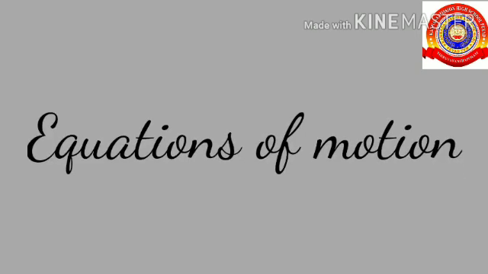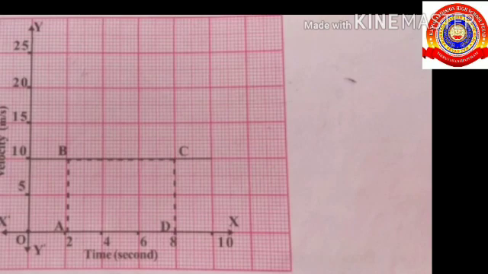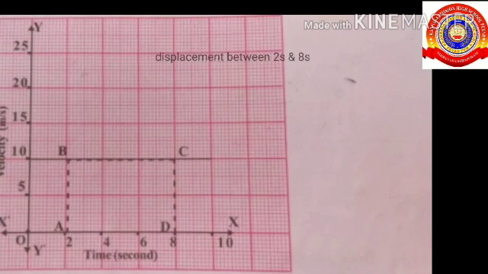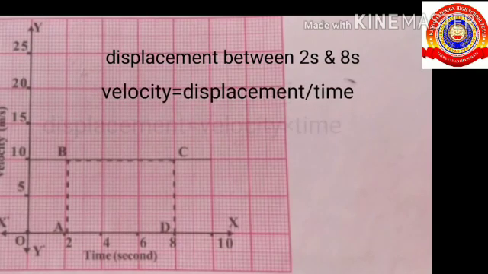Next, we are moving to the equations of motion. For that, we are taking the velocity time graph. With the help of the velocity time graph, we are deriving the equations of motion. From the velocity time graph, we are now going to find out the displacement of the object between 2 second and 8 second.